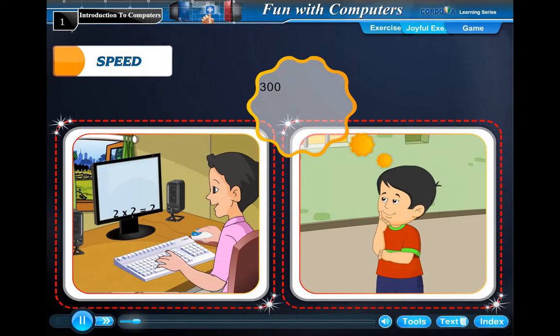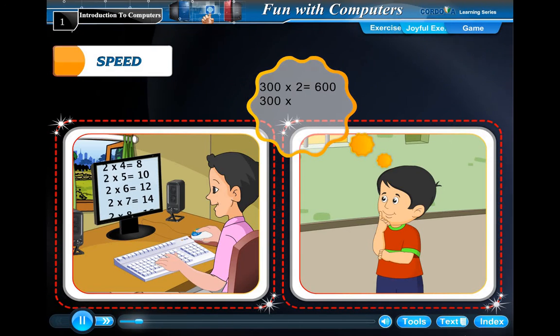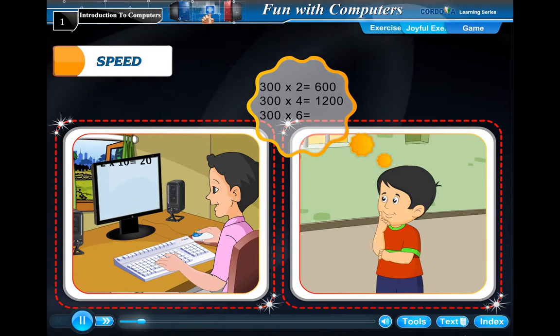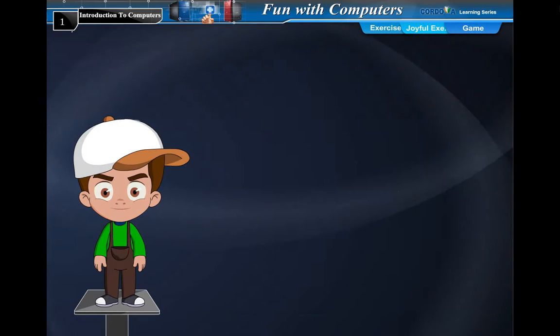Speed. A computer is a very fast machine. It performs complicated calculations that a human being does in many years in a few seconds. It processes millions of instructions per second.